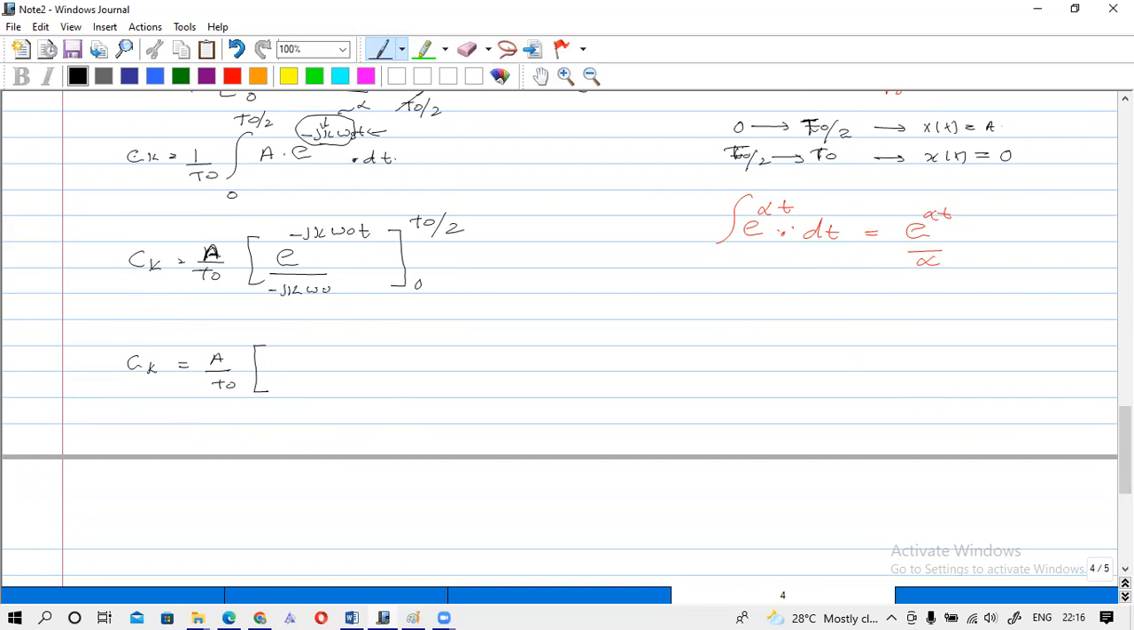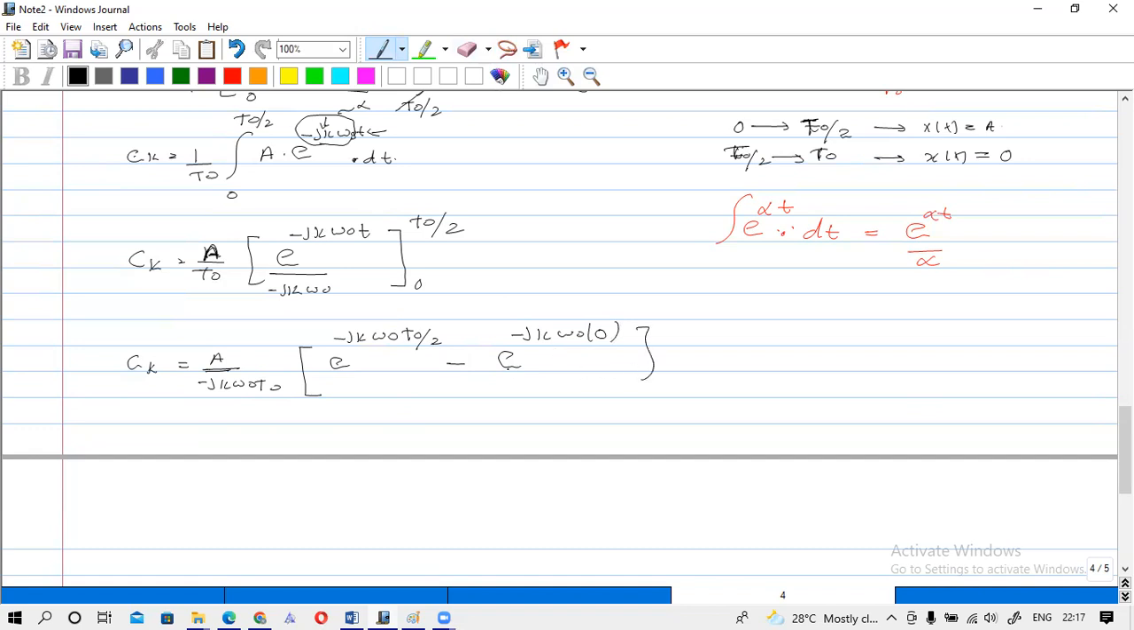This minus jk omega naught is a constant, so I can take it out, and I will have minus jk omega naught and t naught here. I take these terms out of the bracket and only this one remains. If you first apply the upper limit, you will get e to the power minus jk omega naught, and instead of t you apply t naught by 2, minus the lower limit. For the lower limit, the variable t is 0, so you apply t equals 0 here: e to the power minus jk omega naught times 0.